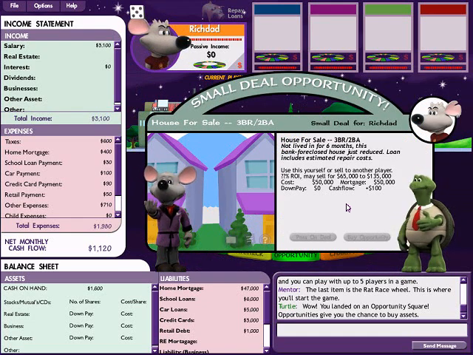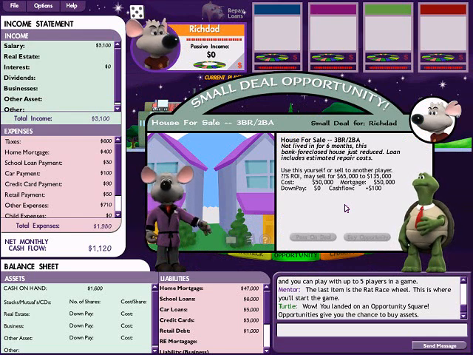Hey, look, you got a real estate property. Before we continue on, let's take a closer look at the card.